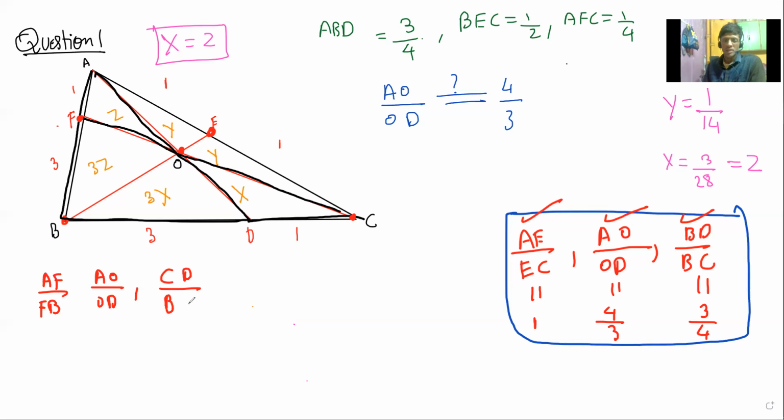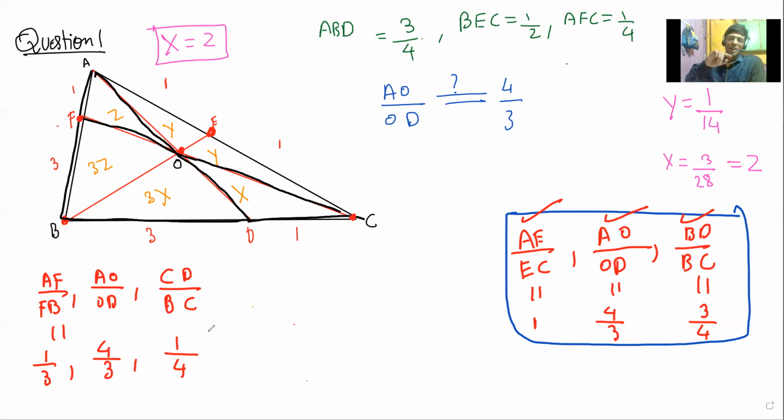So once again, can you guys check what these ratios are? Well, we already know them actually. AF by FB is 1 by 3. AO by OD, we very well know, 4 by 3. And CD by BC is 1:4. Wait, no. CD by CB is 1:4. Right. So do you see anything again interesting about these ratios? You see, the product is again 1, but just that we have to flip one of the ratios.